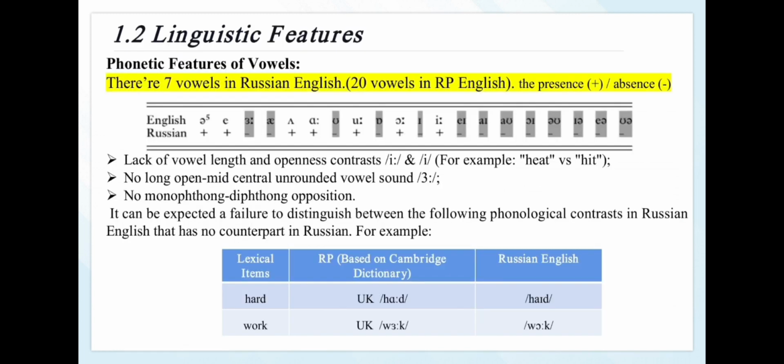Linguistic features. There are only 7 vowels in Russian English. There is a lack of vowel length and openness contrasts. For example, E and I. So, heat may be pronounced hit. There is no long open mid central unrounded vowel sound. No monophthong-diphthong opposition. For example, hard may be pronounced had. Work may be pronounced walk.